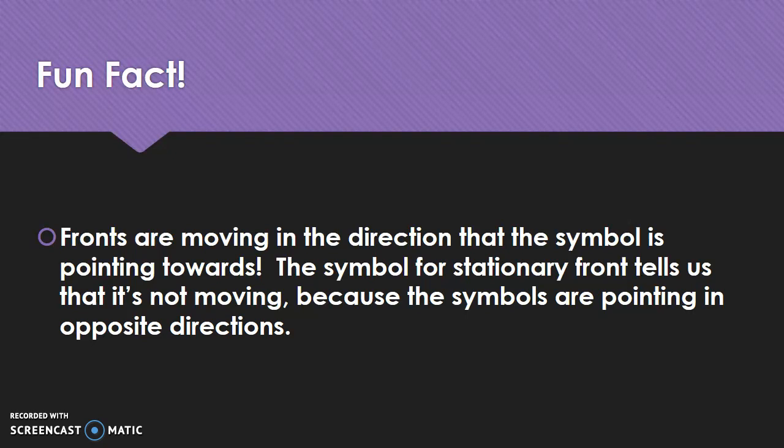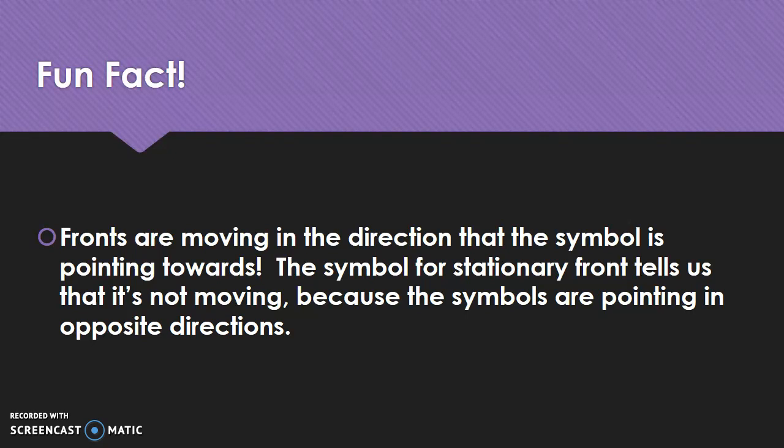So they're pointing two different directions, therefore it's not actually moving. So we do know that the occluded front is moving because everything's pointing the same direction. And I have a feeling that the speed of those just varies depending on how fast the air masses were moving when they ran into each other in the first place.